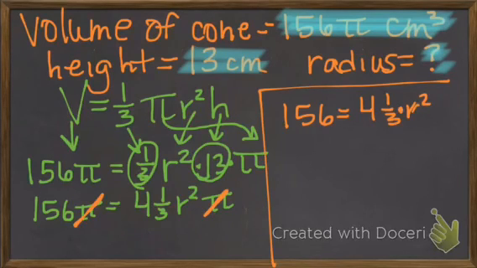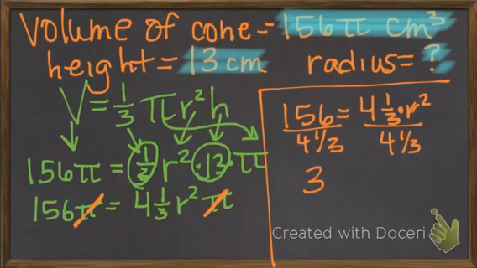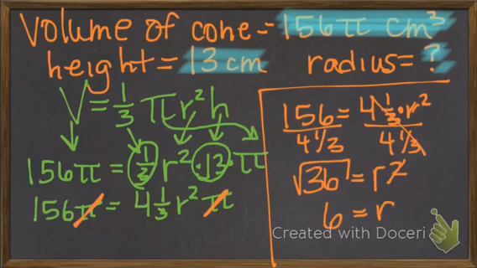And this is 4 1/3 times radius squared, so I'm going to divide by 4 1/3. And 156 divided by 4 1/3 gives me 36, and that equals radius squared. Oh, okay, so then I take the square root of 36, and that is 6. So my radius is equal to 6, and not just 6, it's a length, it is 6 centimeters. And I am done.